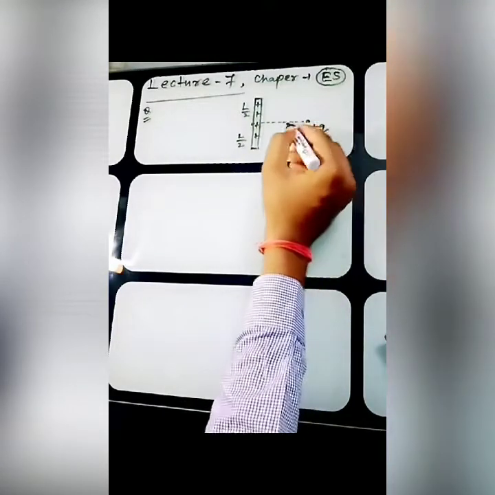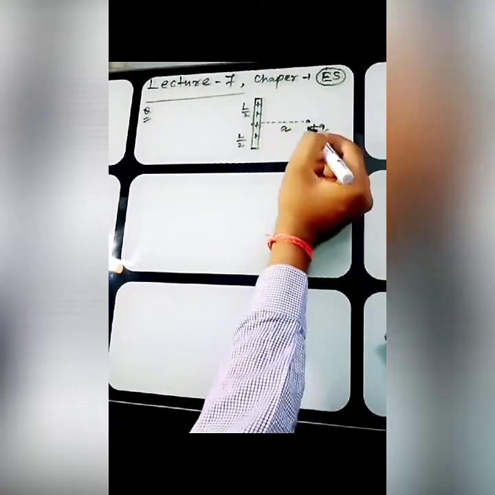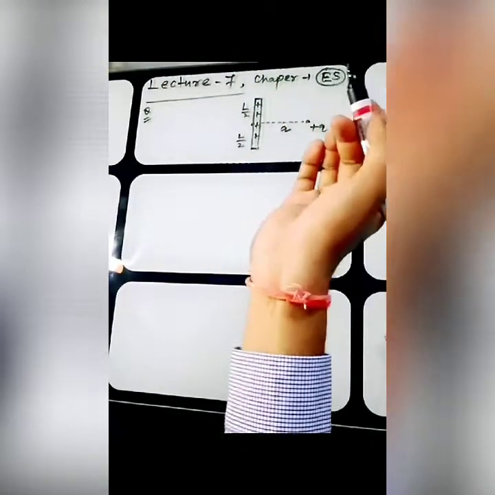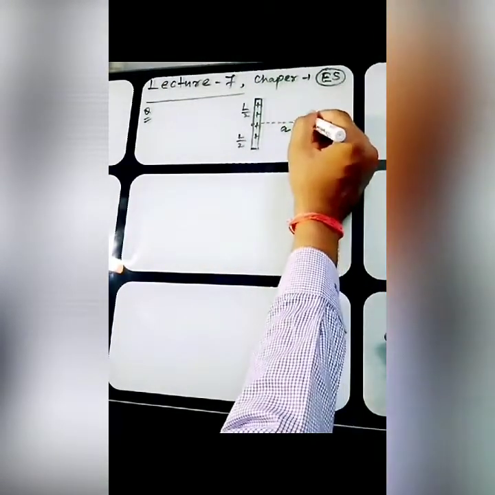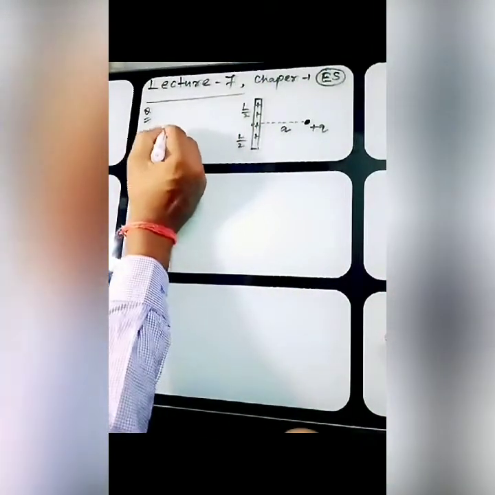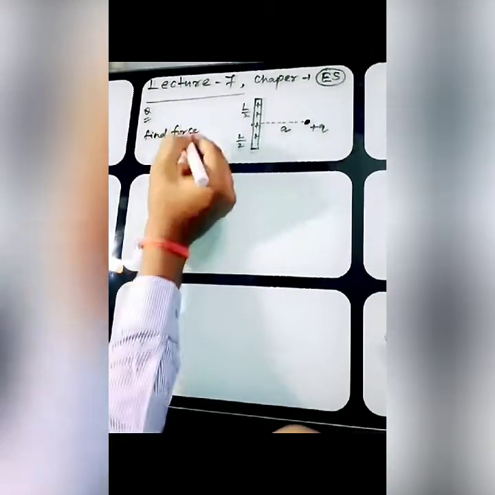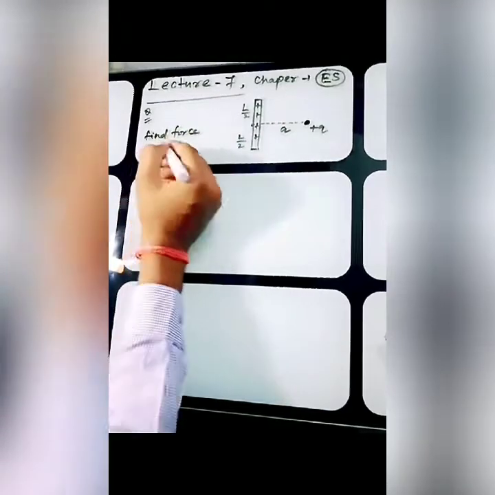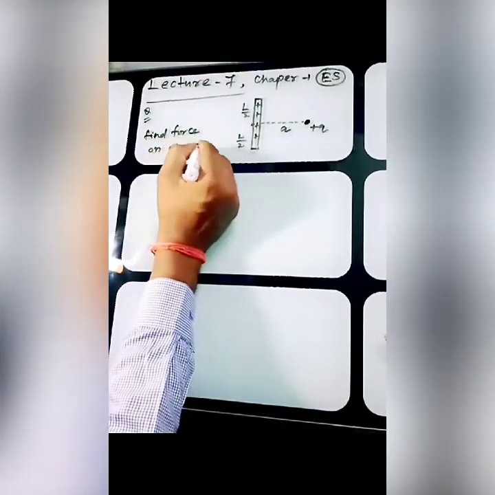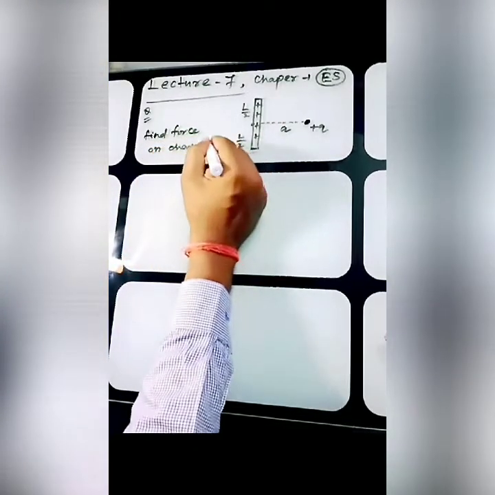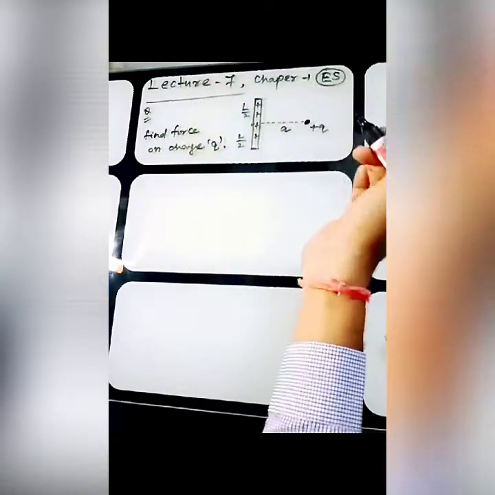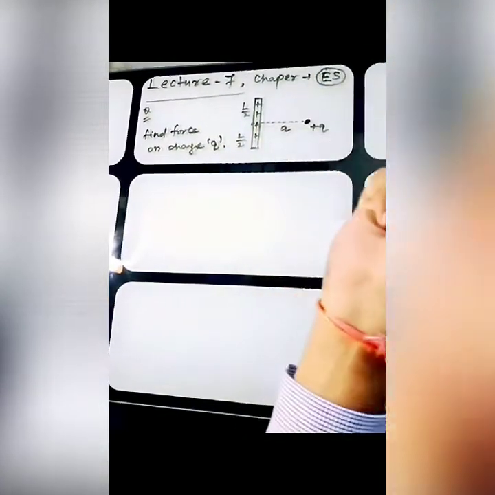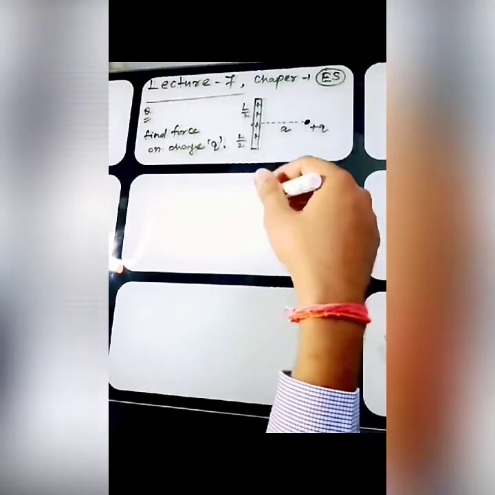Again the charge Q is placed at a distance A. Now you have to find the force on charge Q due to this rod. Okay, then how will you solve this question?